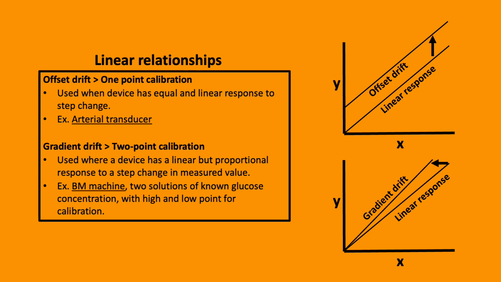The next graph highlights gradient drift, where the deviation from the true value increases progressively. An example would be a BM machine, where 2 point calibration is essential. In this case, the BM machine would require 2 point calibration with 2 different solutions.